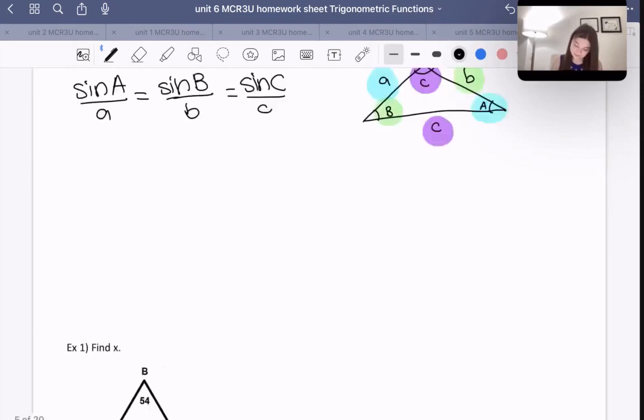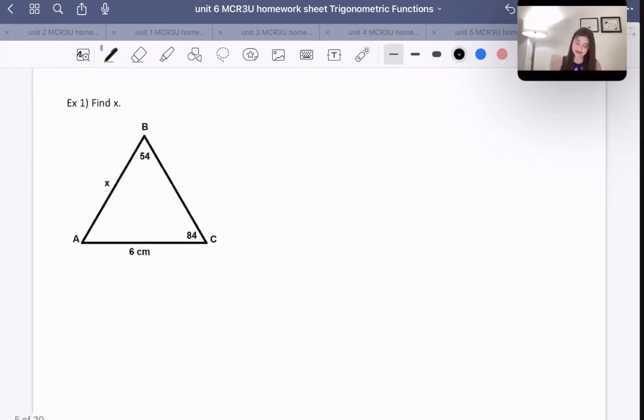Okay, so let's do an example. Here it says to find x. So let's figure out what is given to us. We are given an angle and a corresponding side, the side opposite that angle. We're given angle B and side B, which is good. It's a great start. We're also given angle C, and we're expected to find side C, which is x, right? The side opposite to angle C is the side C, which in this case is x.